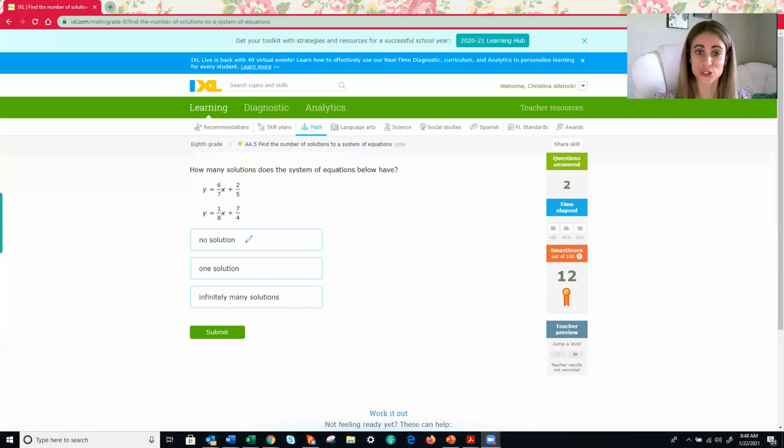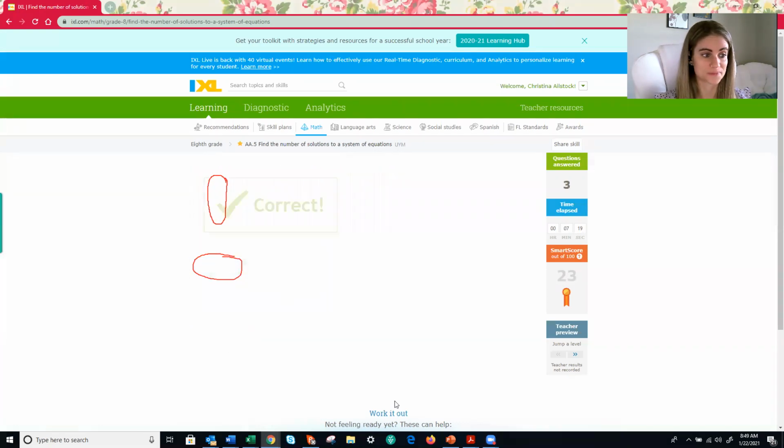Very good. Let's try this one out. Once again, no solution is same slope. One solution, different slope. Infinitely many, the exact same line. All right, our slope is our m, so that number with our x. We have 6/7 and 1/8. Those are definitely different. They have different slopes, which means they're going to cross. It is one solution.